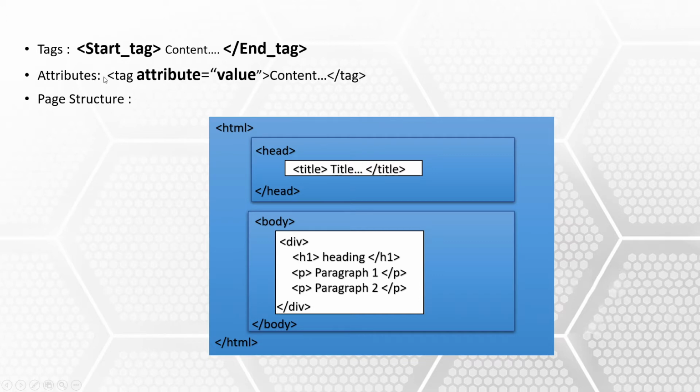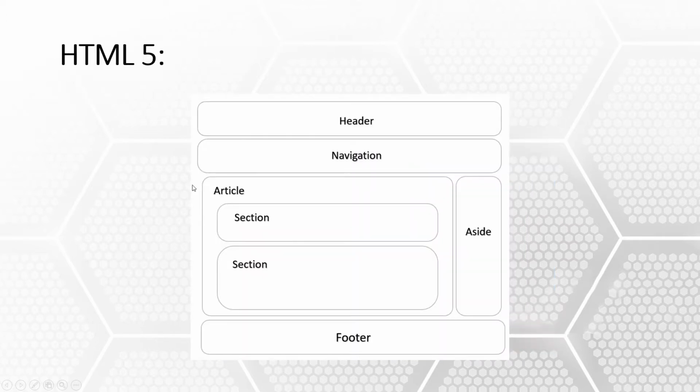Tags have attributes, which have an attribute name and the value of the attribute, like language equals English, or width equals 220 pixels, something like that. And this is a basic page structure of HTML. The current version of HTML is HTML5, and HTML5 has a header tag, then navigation, then an article with multiple sections, then an aside tag, and then a footer. In this way we describe a web page in HTML5.